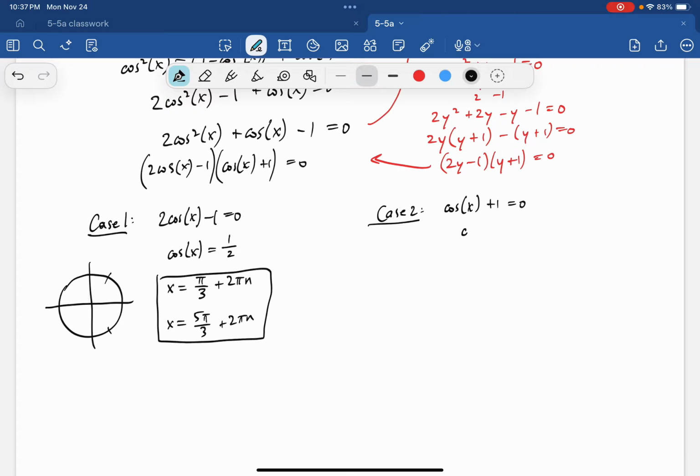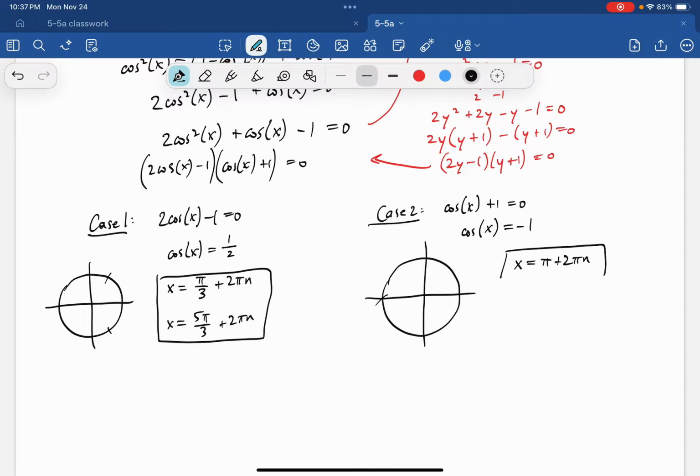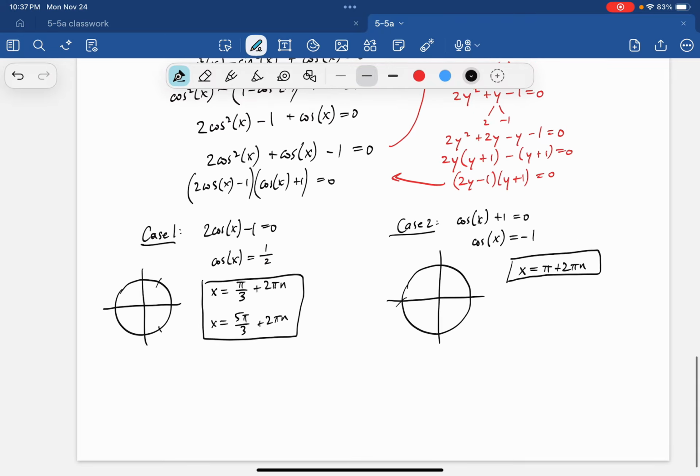And then for case 2, we have cosine x equals minus 1. And so that means that on the unit circle, we're looking at this point, right? X equals minus 1. Sorry, x coordinate minus 1. So that tells us that x is going to equal pi plus 2 pi n. And that's going to be our only solution for case 2. And so in total, we have 3 groups of solutions, and we would be done.